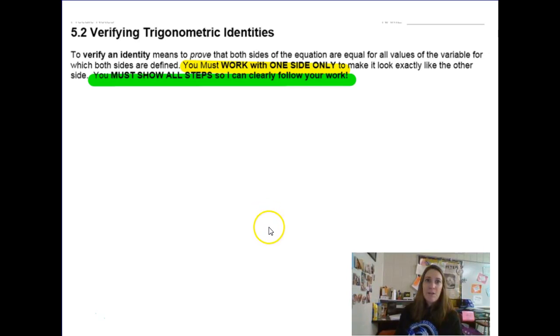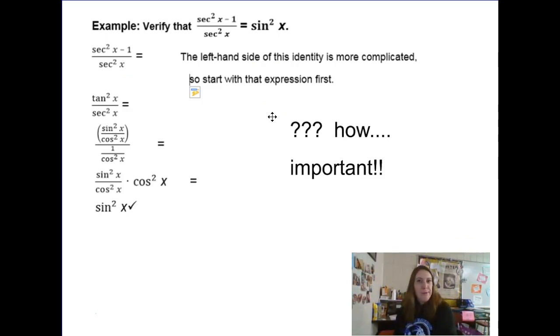Sometimes if I'm stuck, though, I'll work from both sides of the identity and try to figure out where they match up, and then go back to one side and just make it happen. But, you know, obviously I've been doing this for a while, so maybe I don't have to do as much guessing as you guys do.